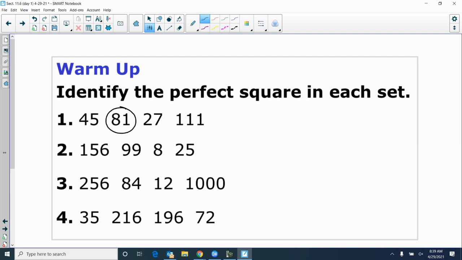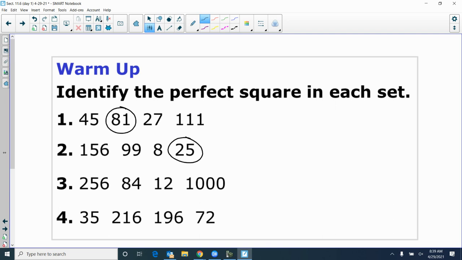Christian, number 2. 25. Why is it 25? You can times 5 by itself and you get 25. Now, what's the vocabulary that we would say? Yes, it's a perfect square. 9 times 9 gives me 81. So 9 is what compared to 81? It's the square root. Perfect.